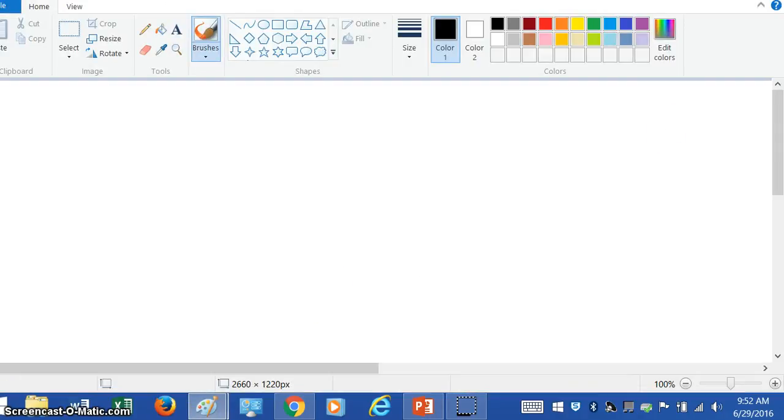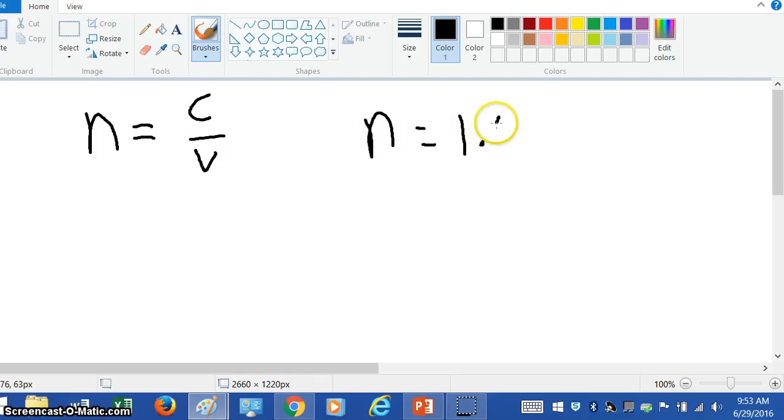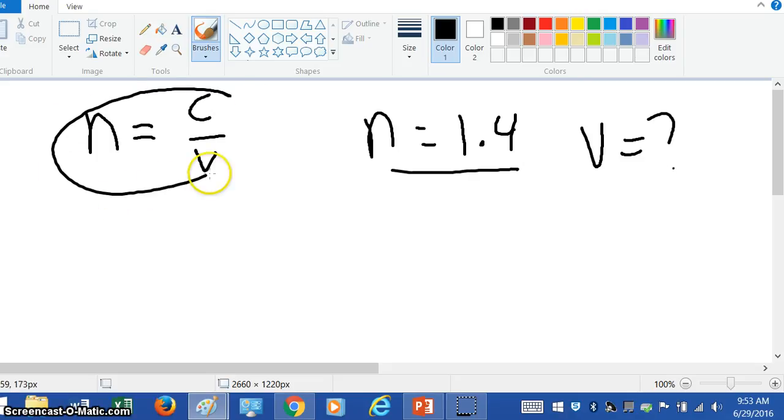Let me get my pen here. All right, so let's do an example. Remember, this is what we're using: N is equal to C over V. And so, for example, let's say that the index of refraction N was 1.4. I'm just going to make that up. That's a unitless number. And so what we want to know is what's the velocity in that medium. The medium is defined by the index of refraction of 1.4. So what's the velocity in that medium? That's what we're going to answer. And of course, we're going to use this equation to solve that.